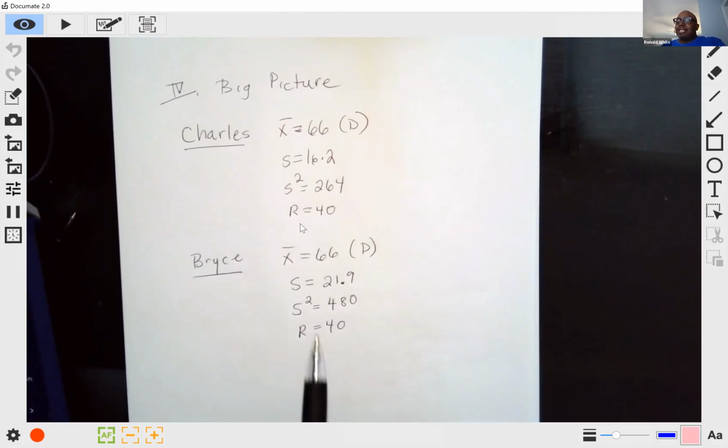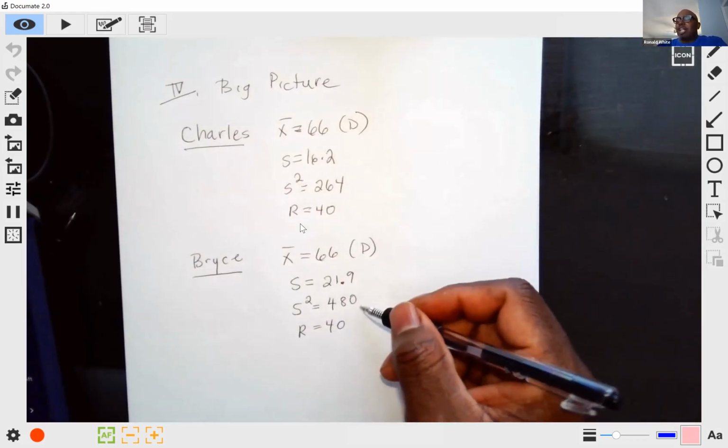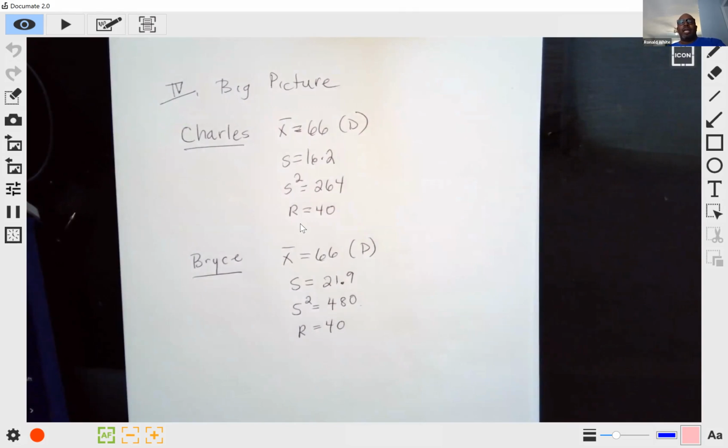When we look at the standard deviation for Bryce, it is larger than the standard deviation for Charles, which means Bryce's grades have more variability, more spread from the mean. It is more different from the 66 than Charles's grades. Even if you look at the variance, this number is considerably larger than 264. So that means Charles and Bryce should not get the same grade.